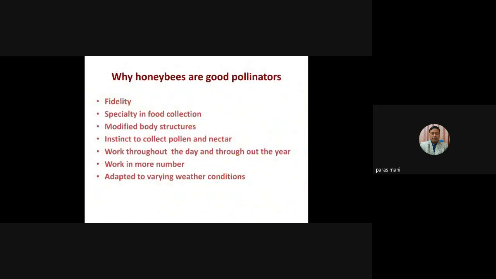So modified body structures, that is, pollen grains are collected on the hairs of the body. Instinct to collect pollen and nectar. Naturally, honeybees collect both nectar and pollen together. They have given different points for the similar activity. They work throughout the day and throughout the year, from early morning to the evening, and in all seasons they are active.